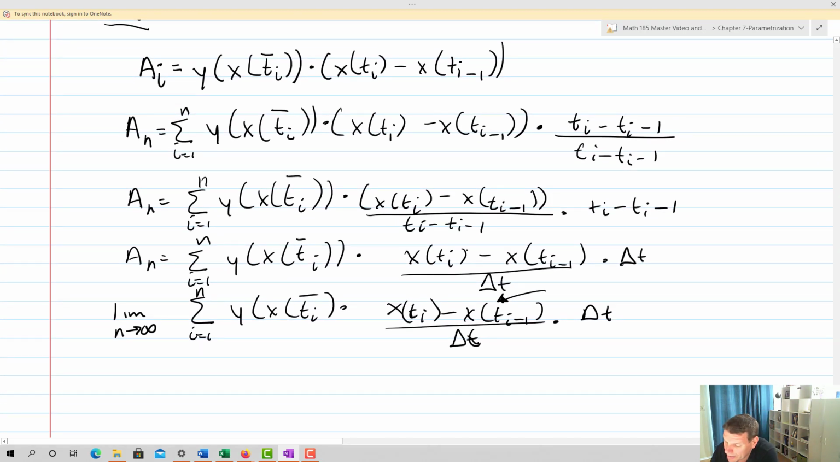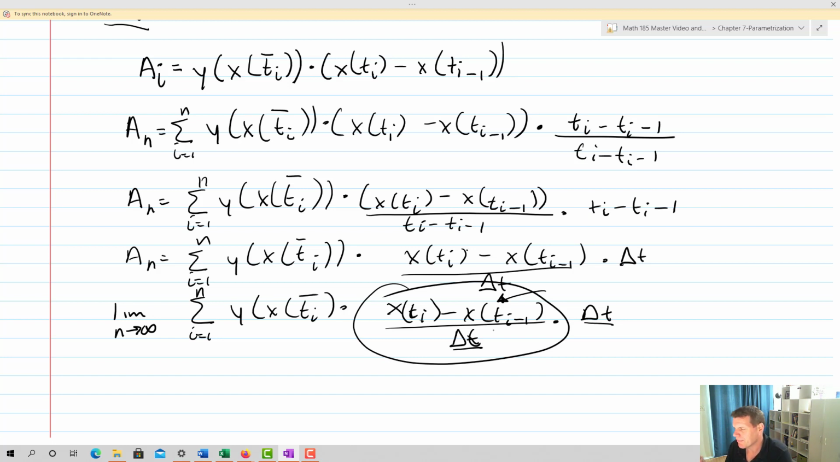Here's the deal. Because we've taken this limit as it goes to infinity, we know that this is going to end up becoming dt. And this right here is going to end up becoming dx/dt, because t_i to t_(i-1) are going to get very, very small. That difference is going to get very small. So this is going to be x prime of t, which is dx/dt.